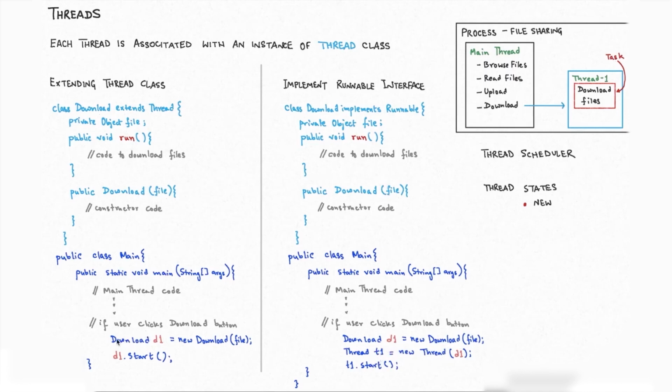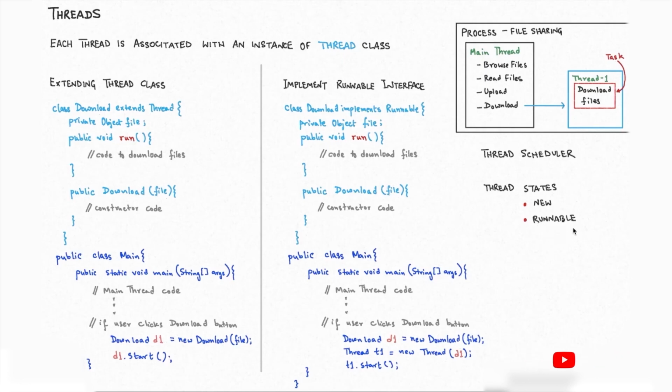In this case, when we created the object D1, download is a child of thread. Here, D1 is our thread, and the state of D1 is new because it has just been created. So a thread state remains as new until we use the start method. So we say a thread is in the new state when it has been created, but it has not been started yet.